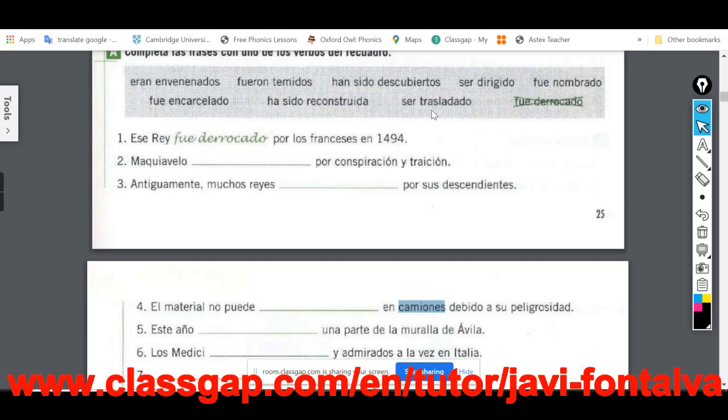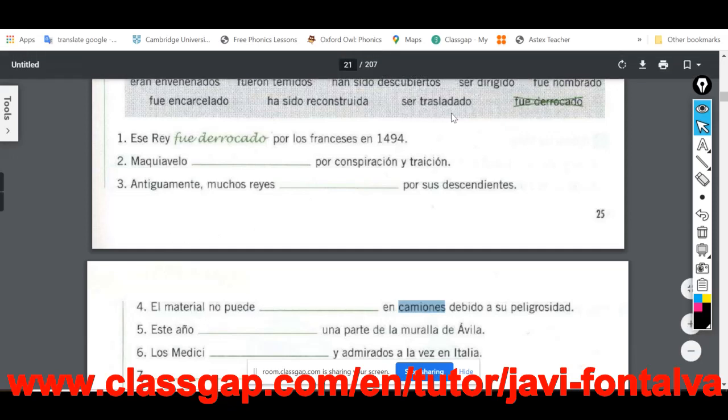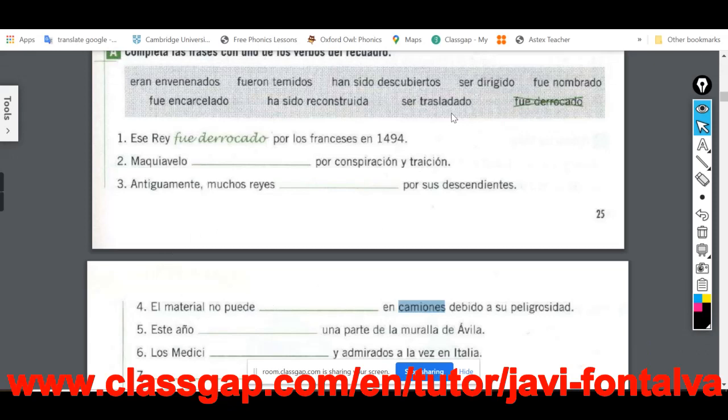No, this is a false friend because it does not mean translate. When you say translate in English, you're moving from one language to another. In Spanish, trasladar just means to move place. For example, when you're moving house, you say me he trasladado, me he mudado. So, el material no puede ser trasladado: that material can't be moved.